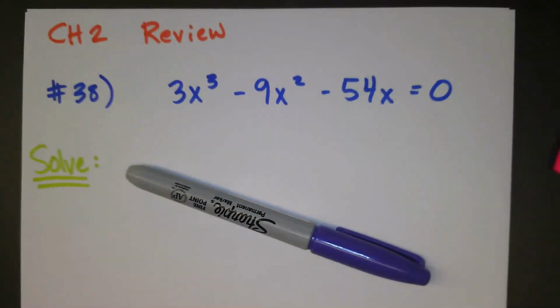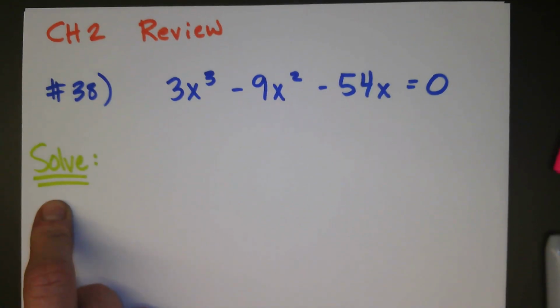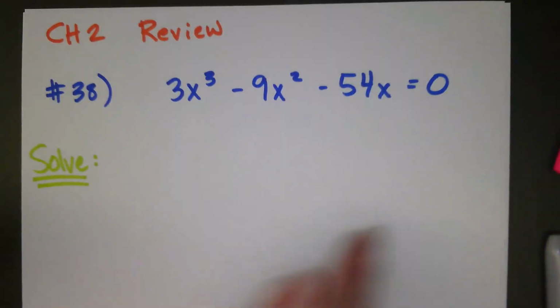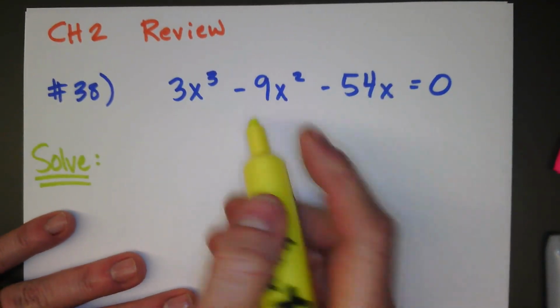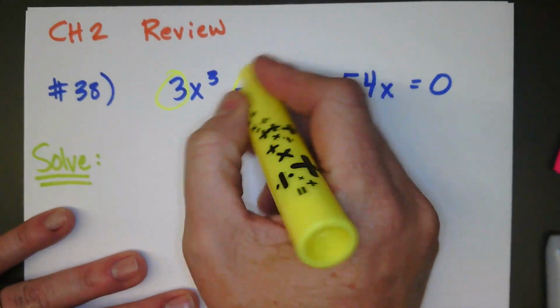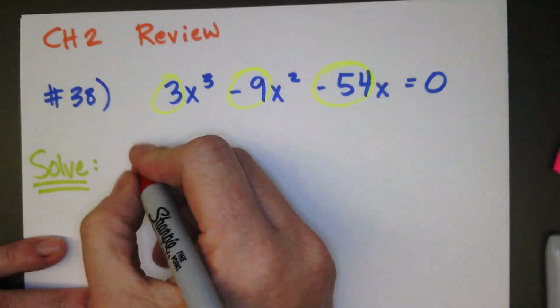All right, we're looking at number 38 from the Chapter 2 review. A lot going on in this one. We need to solve this equation, and we're going to need to do some factoring in order to do that. So I got three terms here, and I'm noticing right away I got a 3, -9, and -54. And definitely 3 goes into all of those numbers. So I'm going to want to factor out 3.